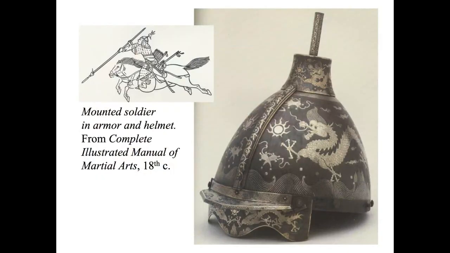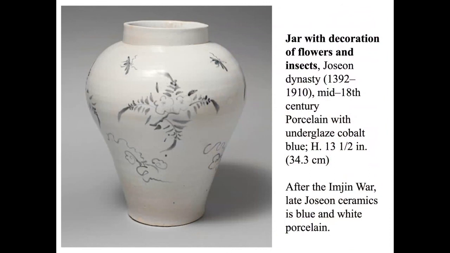So this is a Joseon Dynasty helmet from the 18th century. If you come to the late Joseon Dynasty, the buncheong technique disappears, and now people focus on white porcelain. This is white porcelain with underglazed cobalt blue colors. So you have cobalt blue colors and then a white body. So after the Imjin War, late Joseon ceramics are going to be blue and white porcelain.